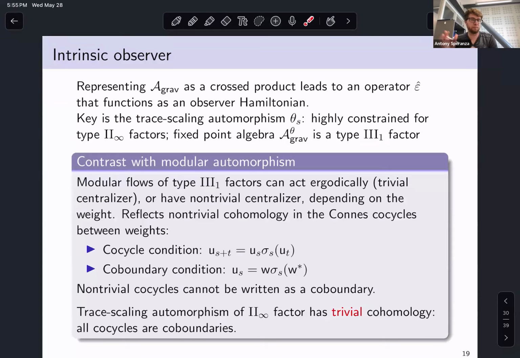And this is a little surprising if you're familiar at all about how modular flow works, because on modular flows, depending on the state that you're working with, you can have operators that are invariant under the flow or not. So they can have these non-trivial centralizers depending on which state you're working with. So just to mention, if you like cohomology type things, there's an interesting relation to the cohomology of these Connes cocycles that's showing up here. So the fact that the modular flows can have different kinds of centralizers means that there's non-trivial cocycles in the operators that relate the flows, and in the trace scaling flows, the fact that there's always a fixed point algebra is saying that it has a trivial cohomology.